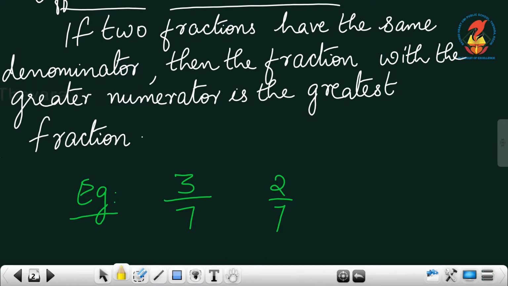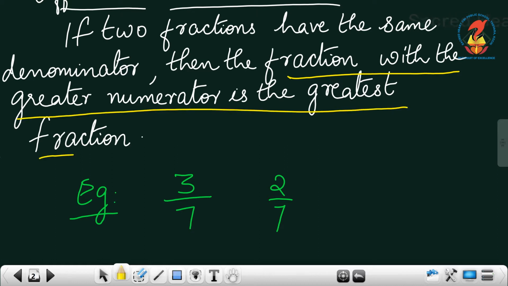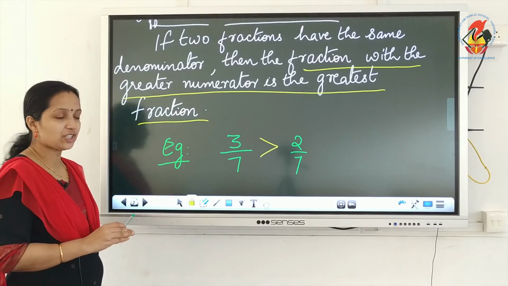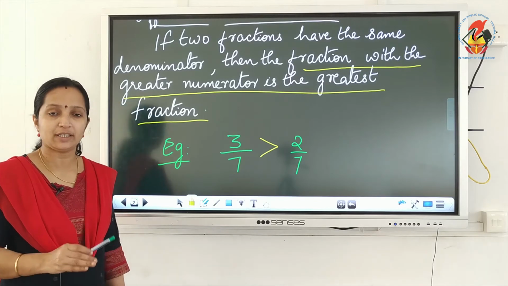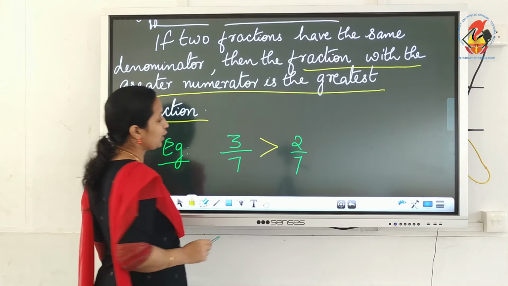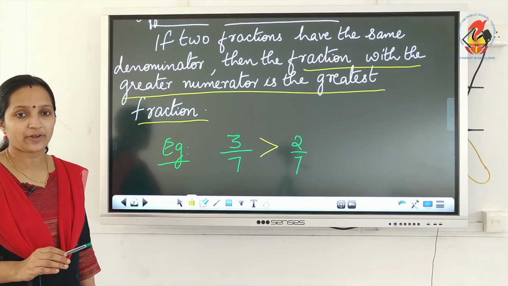Which one is the greater numerator, 3 or 2? 3 is the greater numerator. Always the fraction with the greater numerator is the greatest fraction. So which one is the greatest fraction here? 3 is greater, so we can say 3 by 7 is greater than 2 by 7. If they are like fractions, always the fraction with the greater numerator will be the greatest fraction.